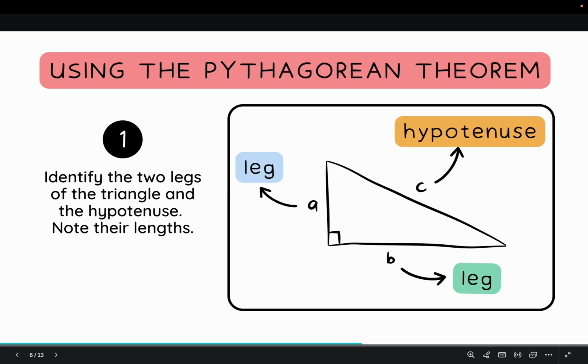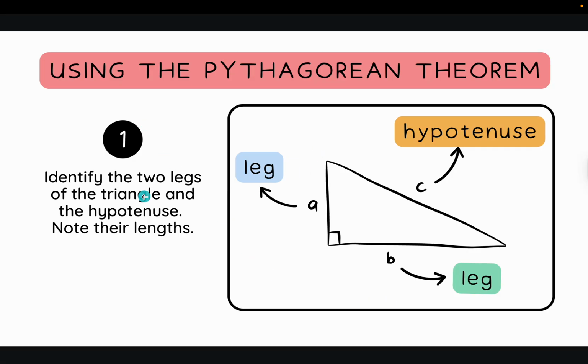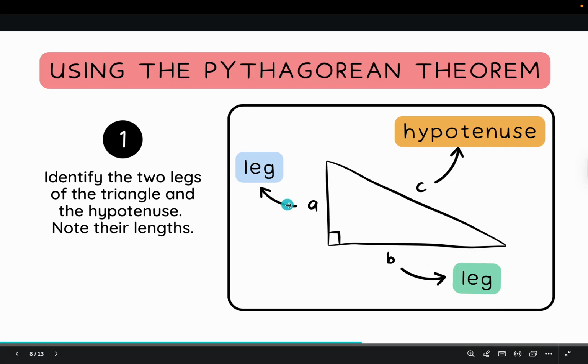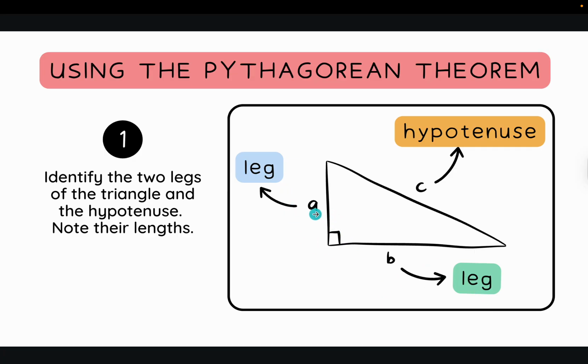All right. Using the Pythagorean theorem, identify the two legs. Leg, leg, right? The legs will always be identified as A and B. The hypotenuse will always be C, right?